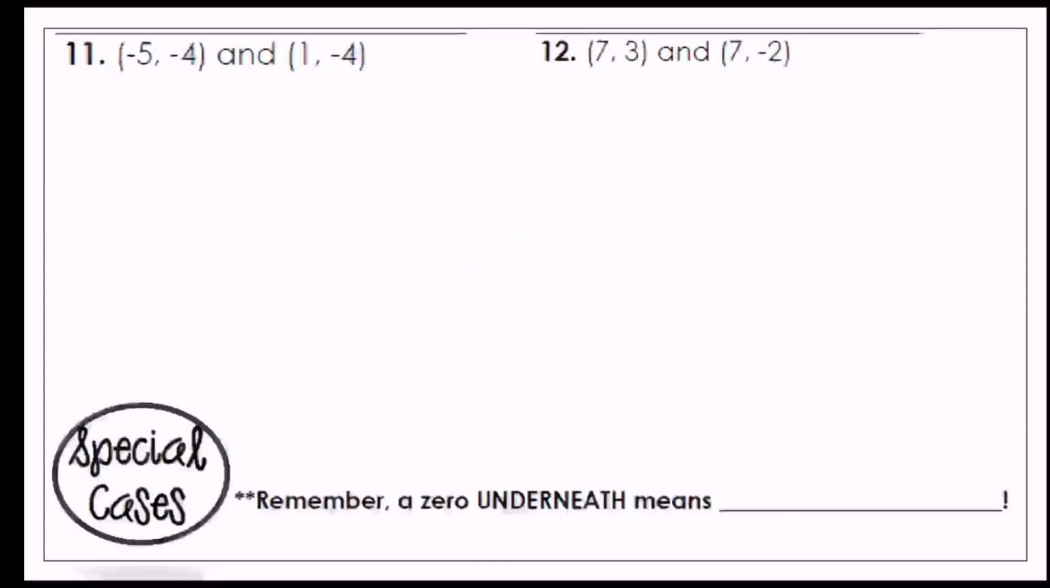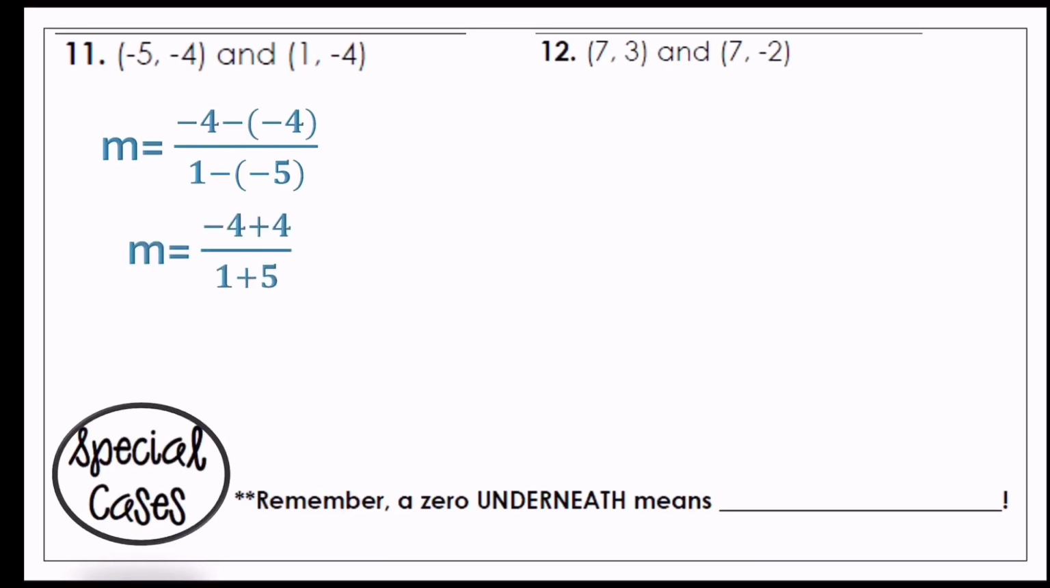Okay. So sometimes when we do this, our formula is never going to change. It doesn't matter. But we're just going to end up with special cases. So if I set up my formula, you're going to notice something here. -4 minus -4. When I rewrite that, I get -4 plus 4, right? Okay, well, that gives me 0 divided by 6. Can I do 0 divided by 6? The answer is yes. It gives you 0. So the slope of this line is 0.